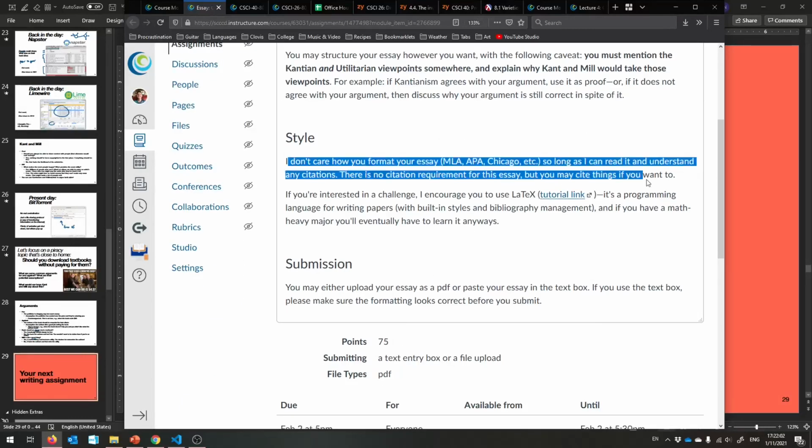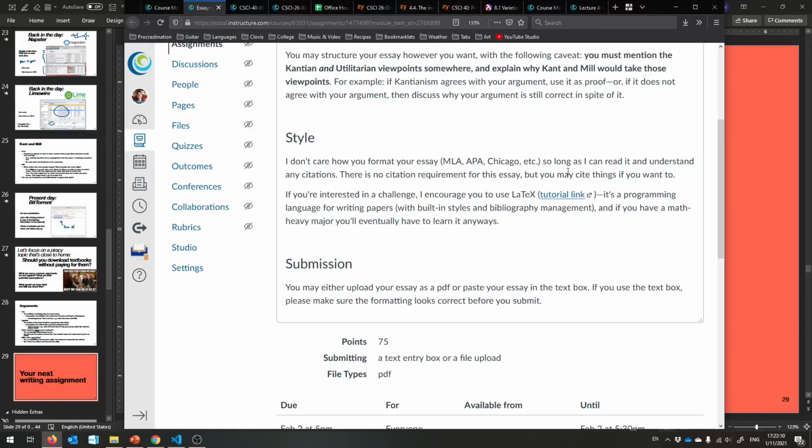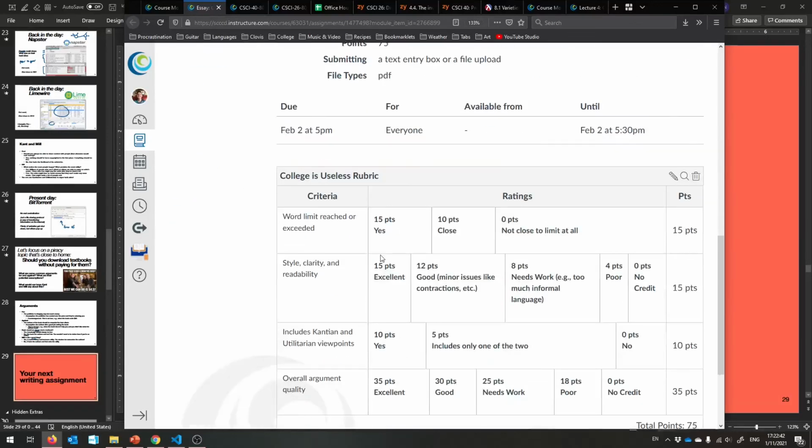As far as style goes, I have no concerns, no worries about how you format your essay. You can do it however you want, as long as I can read and understand it. And if you include any citations, I want to understand those. But as long as it's legible, you're good to go. There's no citation requirement, but you might cite things if you want to. If you want a challenge, you can use this thing called LaTeX. It is a programming language for writing essays. It's very interesting. And if you're a math major, you'll have to eventually learn it. So maybe you want to get started with that. Just upload your essay as a PDF or paste it in the text box.